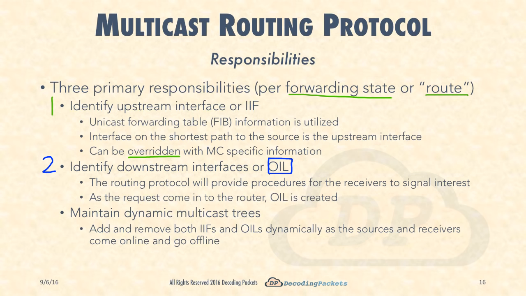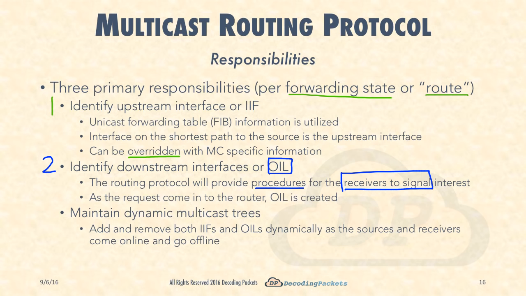The routing protocol will have the fine-tuned procedures that will allow the receivers to signal their interest. Because how else are you going to create this list? Because remember, the outgoing interface list is the set of interfaces where there are active receivers for that forwarding state or for that multicast stream. So it is very important that there are some procedures built into the multicast routing protocols for the receivers to signal their interest in that particular group. Now, as the requests come into the router, the OIL is created. As they leave, the OIL is updated. It is completely dynamic.